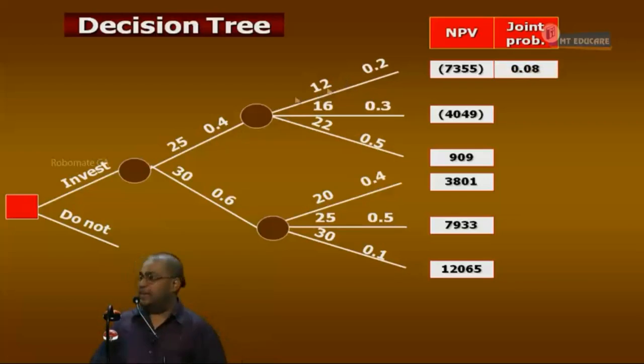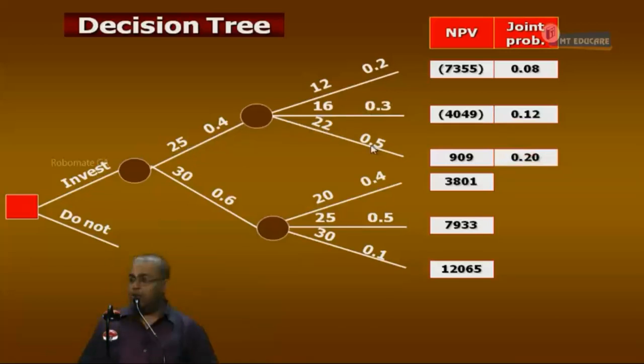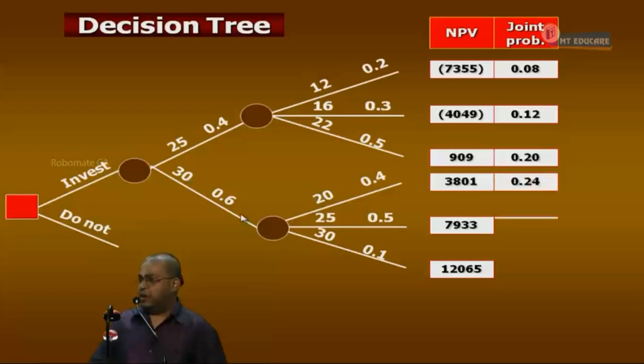So 0.4 into 0.2 is 0.08. Now, to get 25,000 and 16,000, the chance is 0.4 into 0.3, 0.12. To get 25,000 and 22,000 is 0.4 into 0.5, it is 0.20. To get 30,000 and 20,000 is 0.6 into 0.4, 0.24. 30 and 25, 0.6 into 0.5, 0.30. 30 and 30, it is 0.6 into 0.1, 0.06.